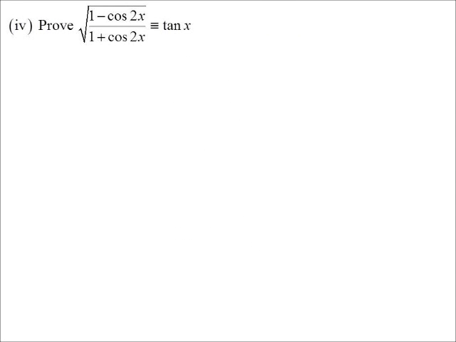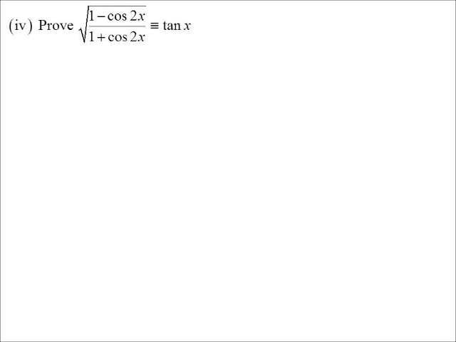All right, let's do a trig identity question. We're going to prove this one: square root of 1 minus cos 2x on square root of 1 plus cos 2x. Now, cos 2x, I've got the choice of 3 different things I can substitute in. But if I look at what I'm going to end up with, I want to get tan x. So it would be smart to use a particular one on the top and a particular one on the bottom. Which way around should I go?